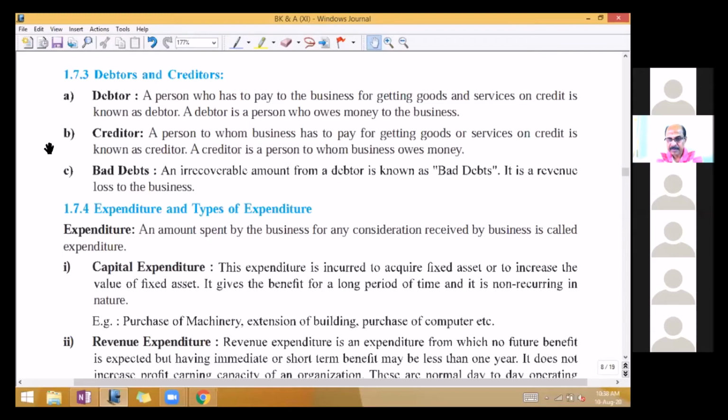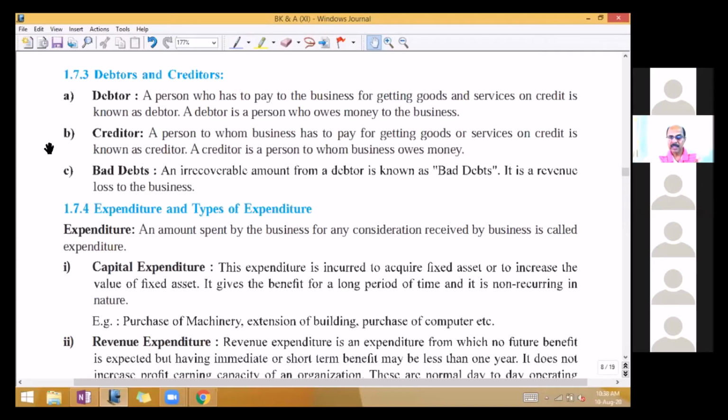So a debtor is a person who has to pay money to others in future, sometime later. So that person is known as a debtor. A debtor is a person who owes money, not owns. Owns money is the opposite. Who owes money means who has to pay money. I owe you means I have to pay you. Remember this. I owe you. I have to pay you money.